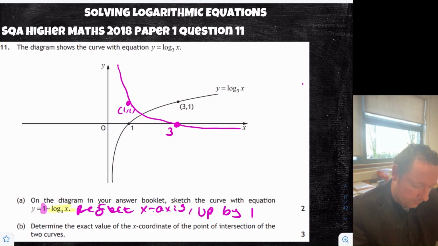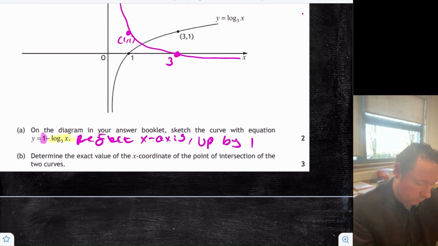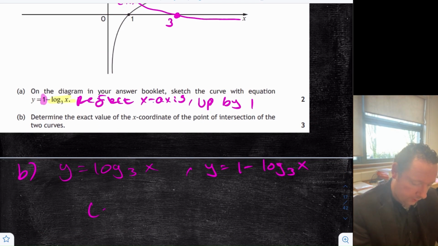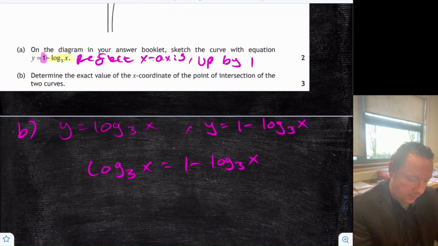Okay, part B, determine the exact value of the point of intersection. Simultaneous equations. So for part B, we've got y equals log 3x, but we've also got y equals 1 minus log 3x. So we can say that they are equal to each other and find x. So log 3x equals 1 minus log 3x. So taking the log 3x to the other side, you'll have log 3x plus log 3x. So 2 of them, 2 log 3x equals 1.